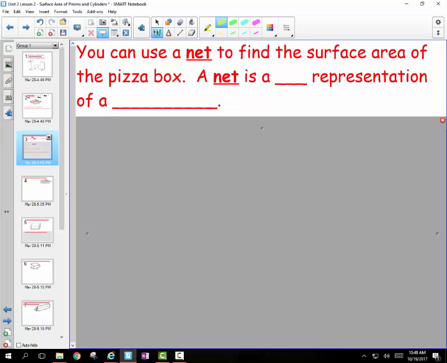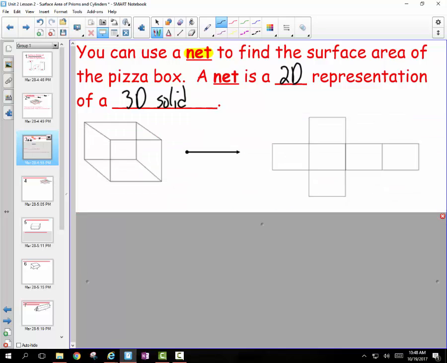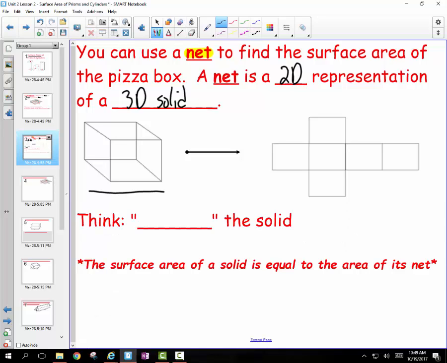And this is something that you should have seen before in previous classes. And darn sure even in just 6th grade you were working a little bit with nets and surface area. It says you can use a net to find the surface area of the pizza box. And a net is simply a 2D representation of a 3D solid. What I like to think about is I take this three-dimensional solid and I unwrap or I unfold or I flatten it. So I take what was a three-dimensional solid right here, which I know has 6 faces, and I lay those faces out flat. Think of it as like when you have a cardboard box and you break that box down and flatten it out. That's what we're doing with these 3D shapes. We're flattening it down and making it two-dimensional.